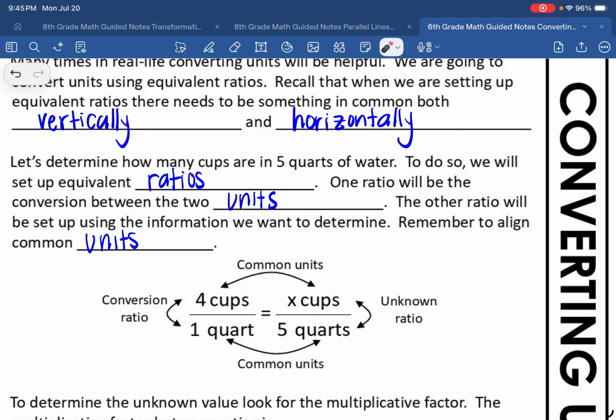Let's determine how many cups are in 5 quarts of water. To do so, we will set up equivalent ratios. One ratio will be the conversion between the two units. The other ratio will be set up using the information we want to determine. Remember to align common units.